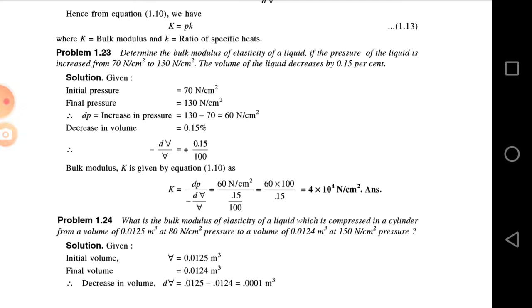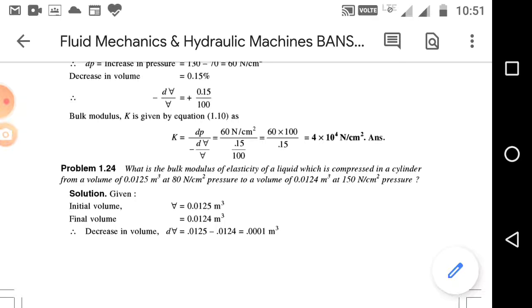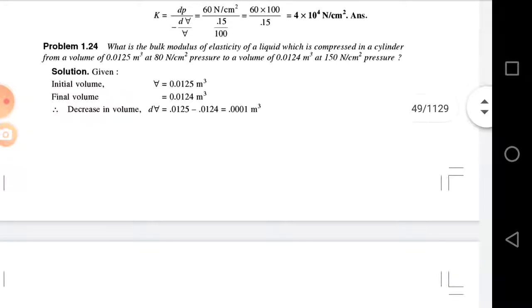So we will see the answer now. Initial pressure is 70 Newton per centimeter square. Final pressure is 130 Newton per centimeter square. Therefore, increase in pressure is 60 Newton per centimeter square, whereas decrease in volume is 0.15%. So using the expression for bulk modulus and compressibility, you get bulk modulus as 4 into 10 power 4 Newton per centimeter square.